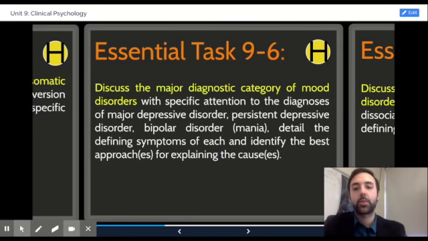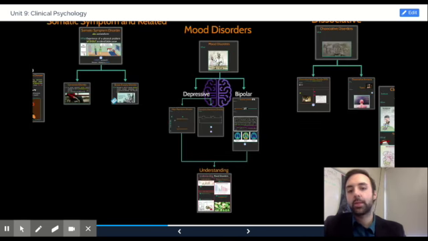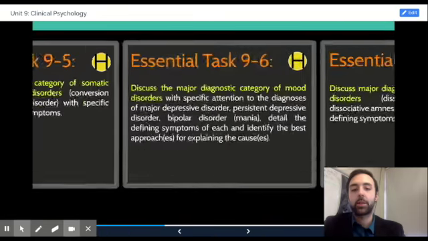Central Desk 9.6, we are going to discuss the major diagnostic category of mood disorders. I think horizontal works the best for today's concept map, though if you really like vertical, you could probably do it vertically as well. It involves the 5 total boxes that you see here, the definition of mood disorders at the top, 3 boxes from left to right on that secondary level, describing the 2 forms of depression and 1 bipolar disorder. Then we'll talk about the understanding box at the very bottom.